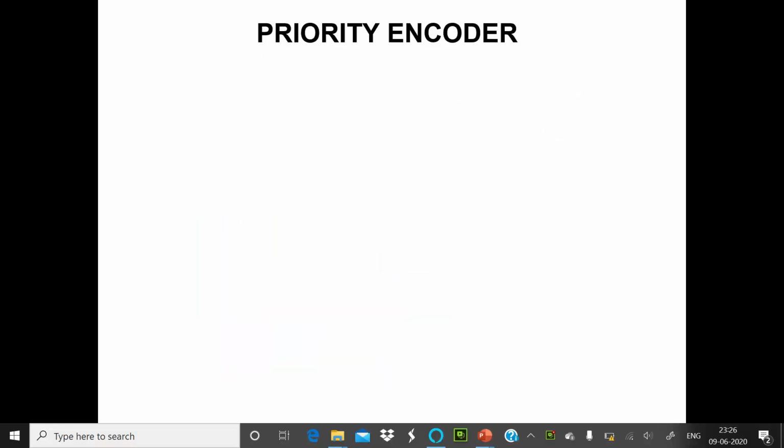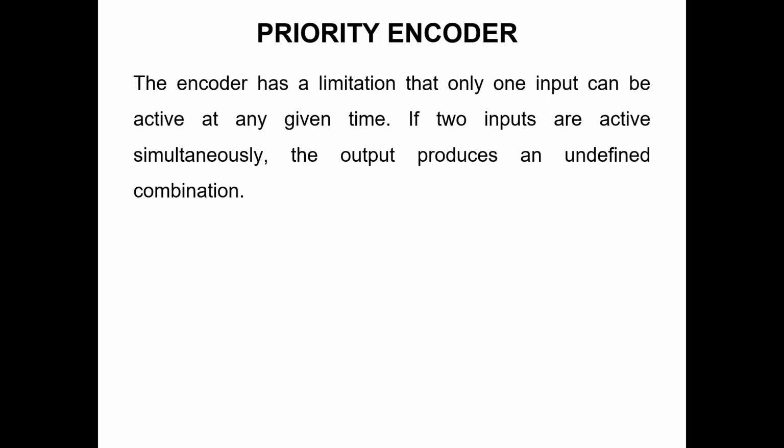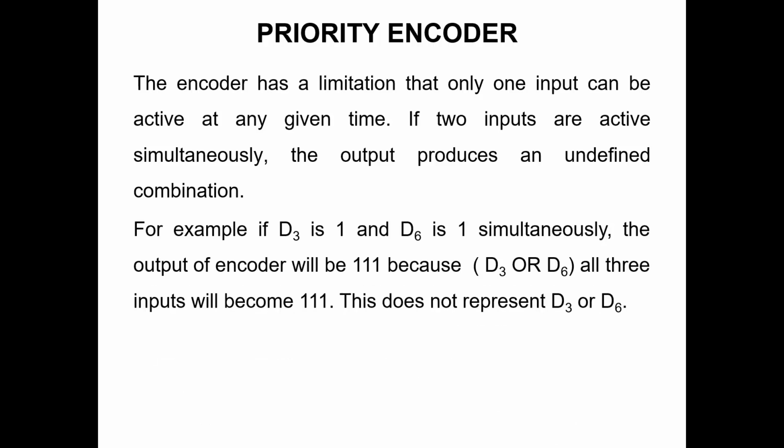The next is the priority encoder. The encoder has a limitation that only one input can be active at a given time. If two inputs are active simultaneously, the output produces an undefined combination. For example, if D3 is high and D6 is high simultaneously, the output of the encoder will be 1, 1, 1, because all three outputs will become 1, 1, 1. This does not represent either D3 or D6.